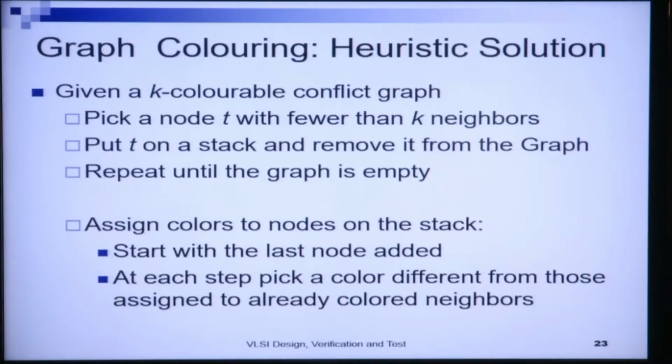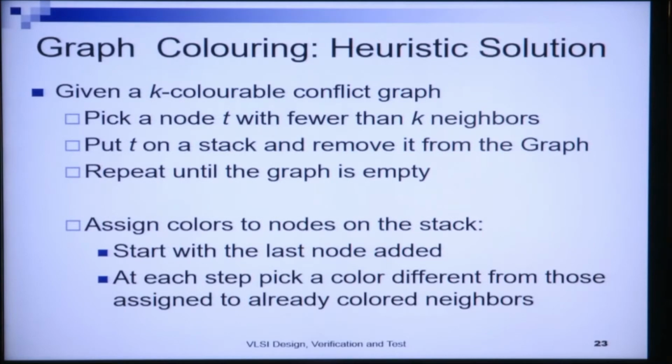The solution proceeds as follows. Let us say we want to find out whether a conflict graph is k colorable. So, we want to find out and allocate colors to a k colorable conflict graph. So, if the graph is k colorable, we will be able to assign colors to the vertices of this conflict graph. So, how do we proceed?